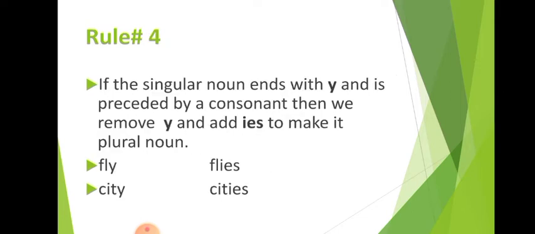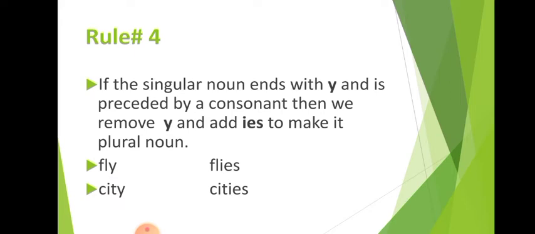Rule number 4. If the singular noun ends with y and is preceded by a consonant, means it ends with y and before y we have a consonant. Remember, there are 26 alphabets, 5 are vowels and the remaining 21 are consonants. So if the word ends with y and before that we have a consonant, we remove the y and add ies to make it a plural noun. Fly, flies, city, cities.